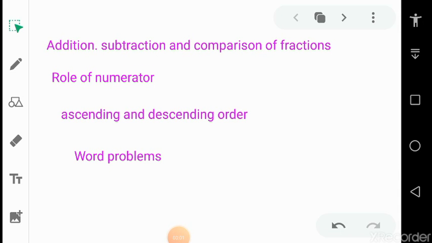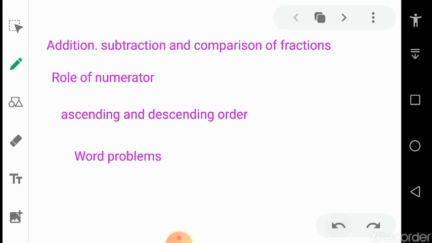Addition, subtraction and comparison of fractions. Then I'll tell you the role of the numerator in addition and subtraction, and also in comparison. Then ascending and descending orders. This point is very important. Finally, word problems. These are also important. So with examples related to every point, we'll go through this video.